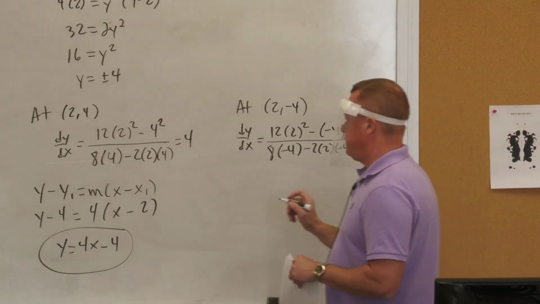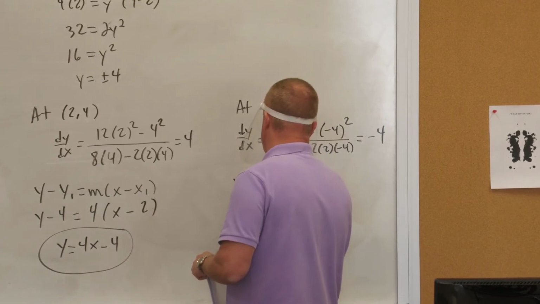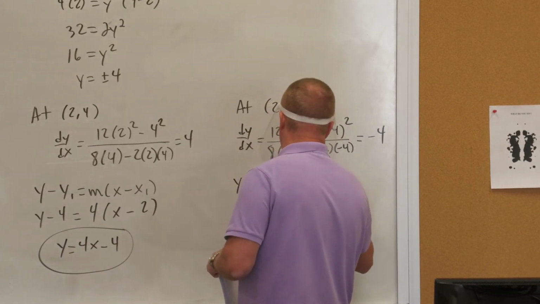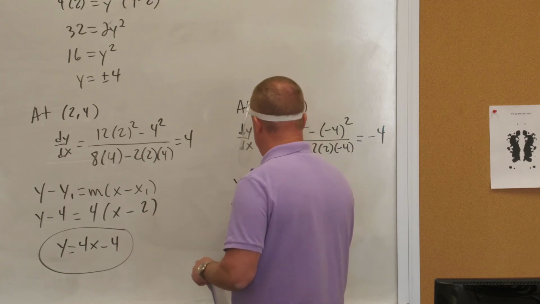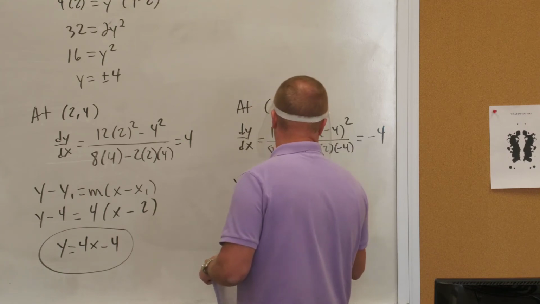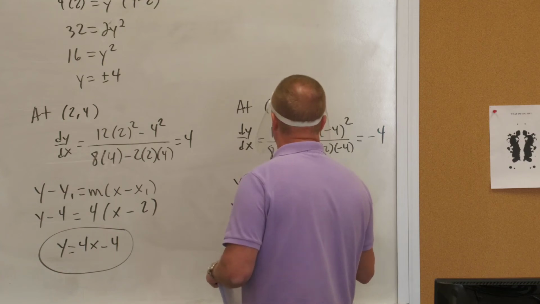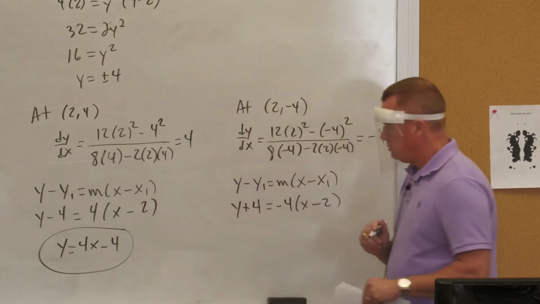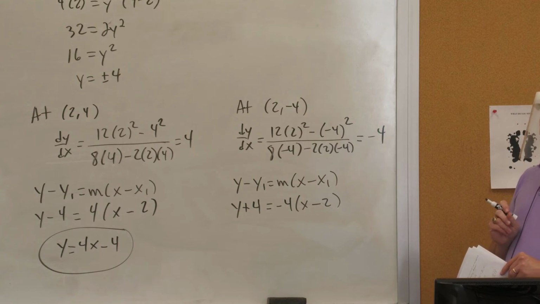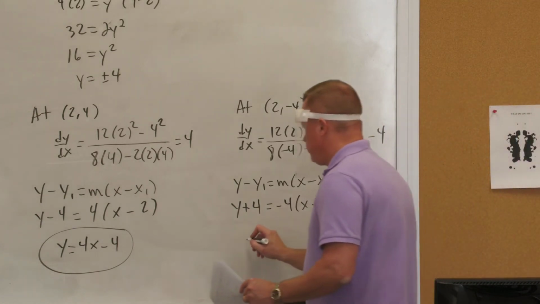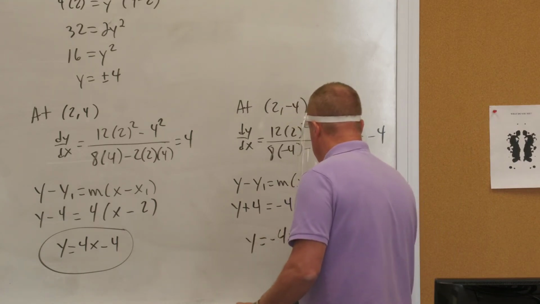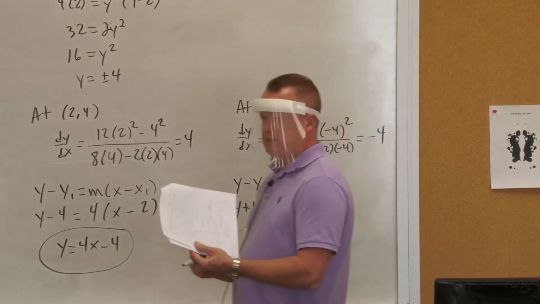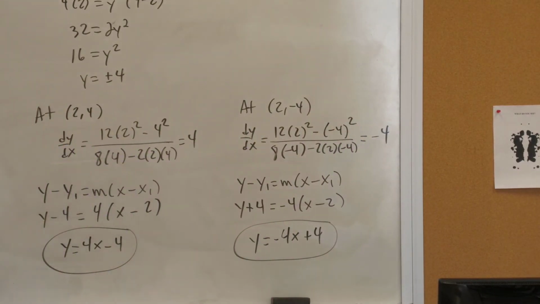So the slope there is negative 4, so I would again start with point slope form. y minus negative 4, that would be like a plus 4 then. m is negative 4, x minus 2. So there it is in point slope form. Do your algebra there, and it will reduce to y equals negative 4x plus 4. So that should be your two tangent lines there. All right. Any questions?